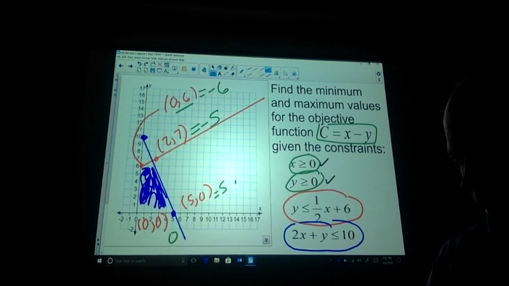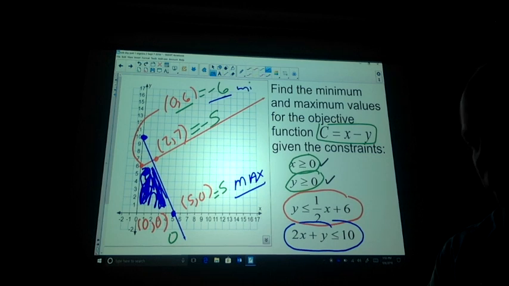Well, here's my max because it's 5. What's my min? Negative 6. Why is it not 0? Because negative 6 is smaller than 0.